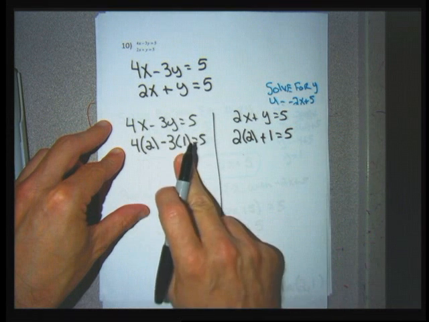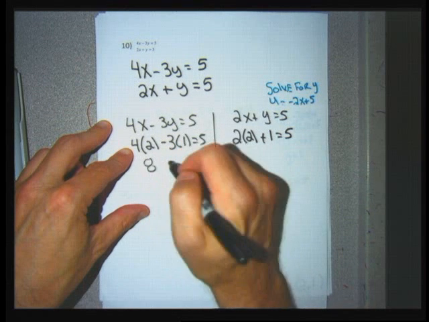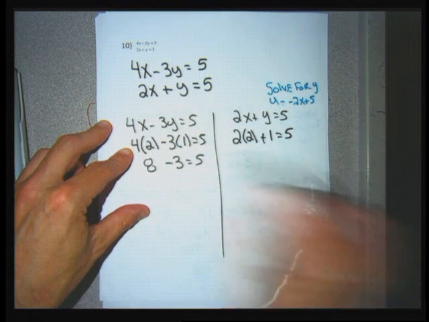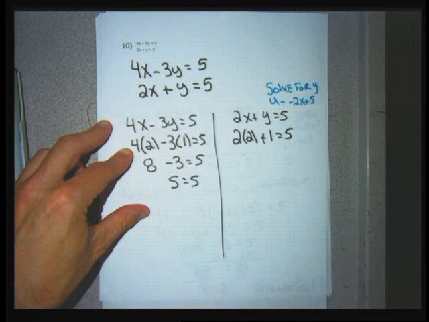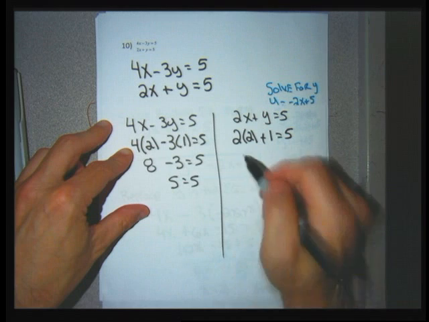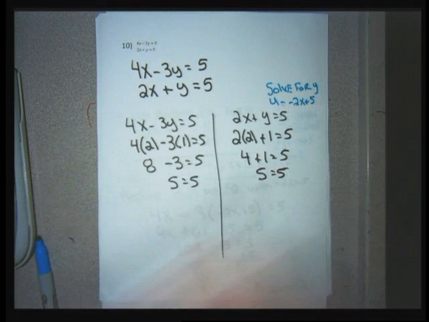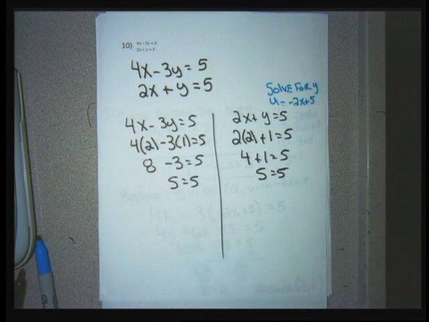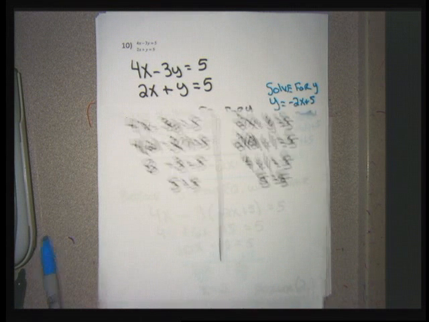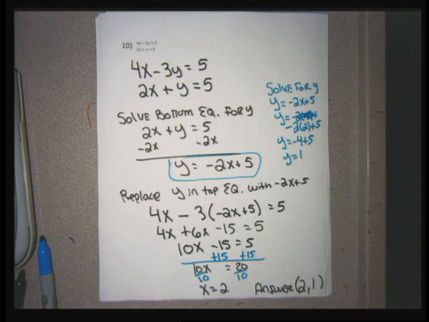In the top equation, I'd go 4 times 2 minus 3 times 1 equals 5. That gives me a true statement. In the bottom equation, I'd go 2 times 2 plus 1, which also gives me a true statement. Because when I plug the point 2 for x, 1 for y, separately into the top and the bottom equation, both of them come out to be true statements, my answer 2, 1 is the correct solution to the system of equations. So anytime I solve a system of equations, it's going to give me a point. And I can always check.